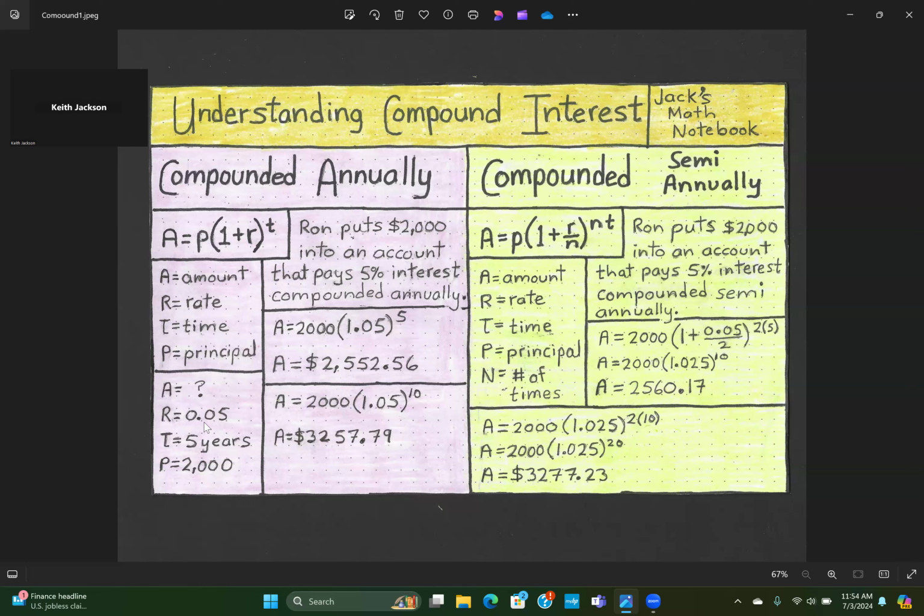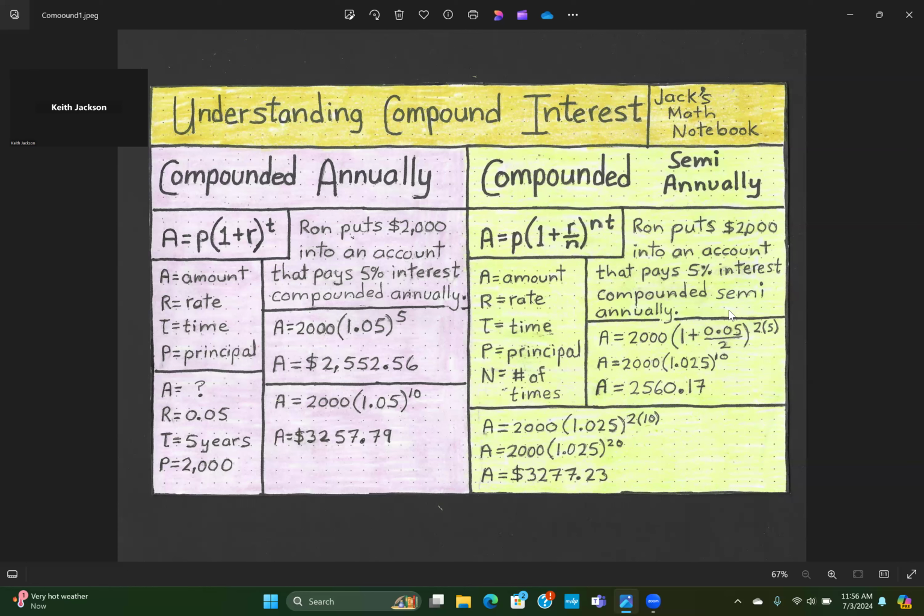And so here's how we're going to look at it. Again, we have A is equal to the principal times the quantity of 1 plus the rate divided by the number of times compounded, raised to the number of times compounded times time. Now, all we have to do is plug in those same numbers: our rate 0.05, our time 5 years, and that principal 2,000, because we want to keep everything simple and just compare and contrast what happens when you compound annually versus when you compound semi-annually.